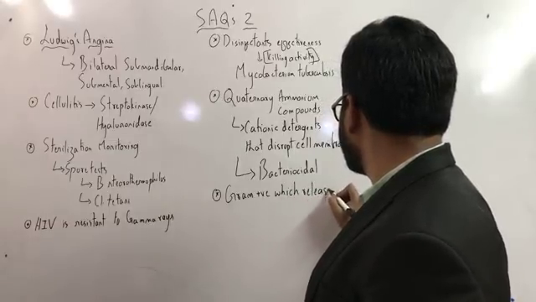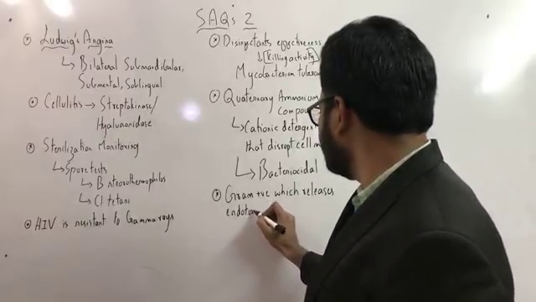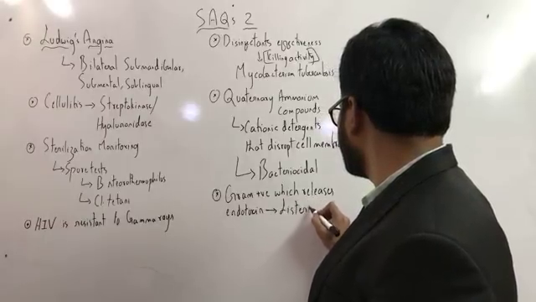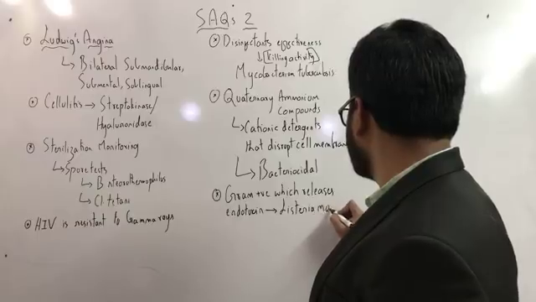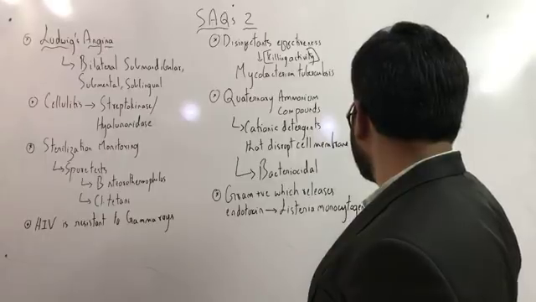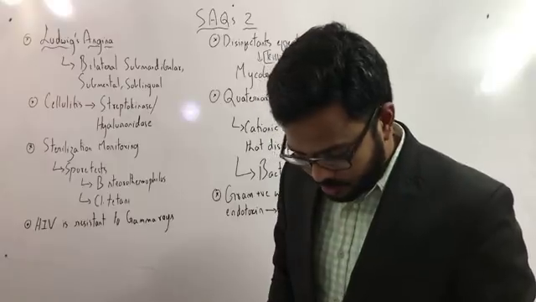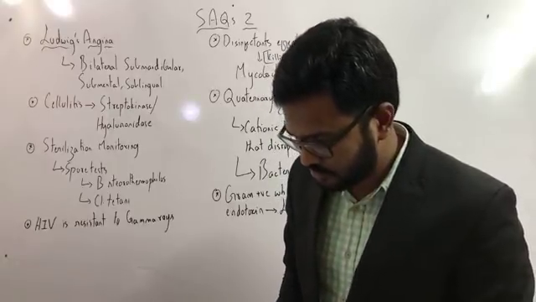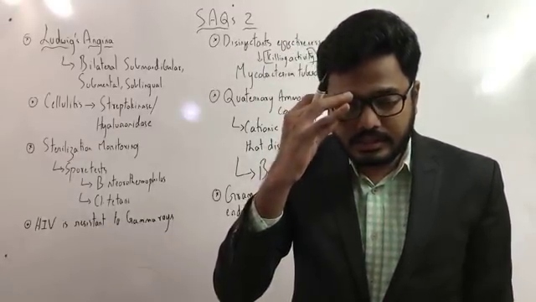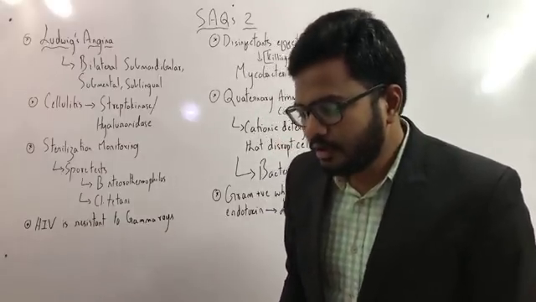So gram-positive which releases endotoxin. So Listeria monocytogenes. Good, Pradeep. Well done. The only gram-positive organism which releases endotoxins is Listeria monocytogenes. Good.